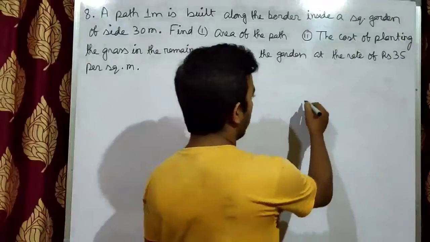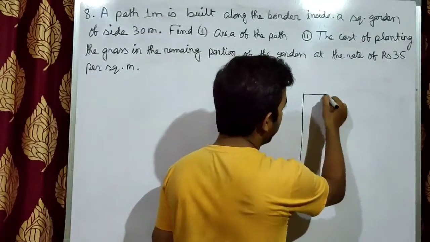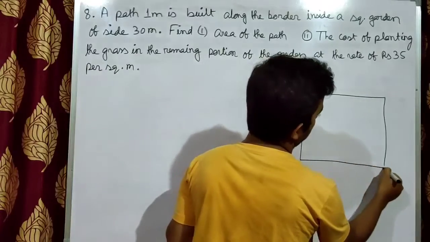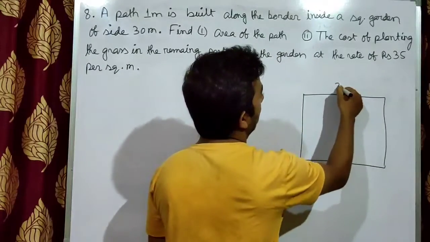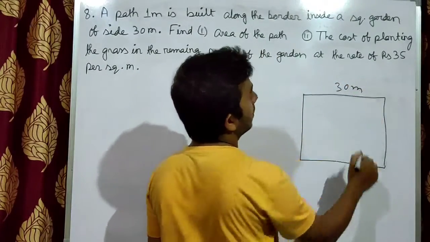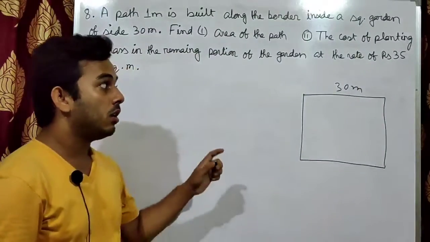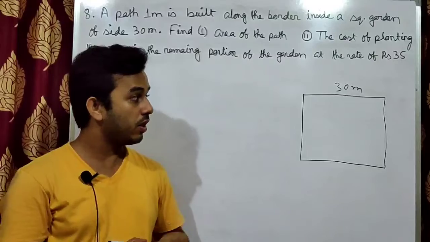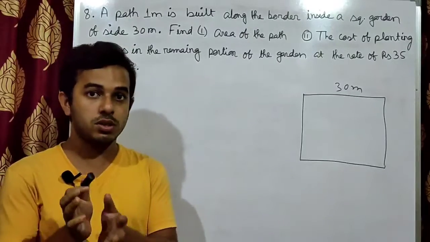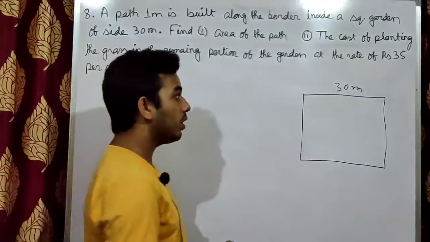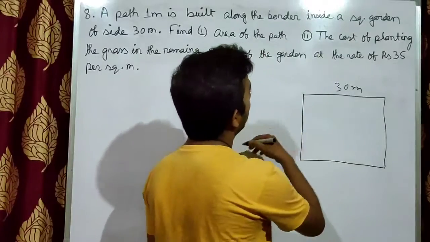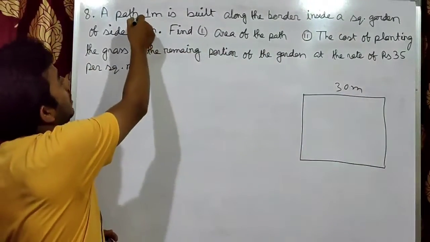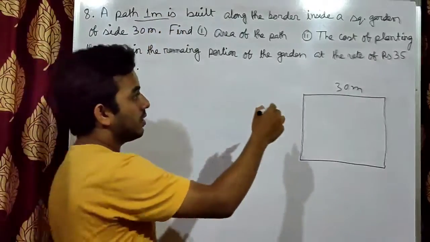First of all, let us draw our garden, square garden. This is our square garden. Consider its side is 30 meter. Now this is the boundary of the garden, right? Now you want to construct a path whose width is 1 meter.